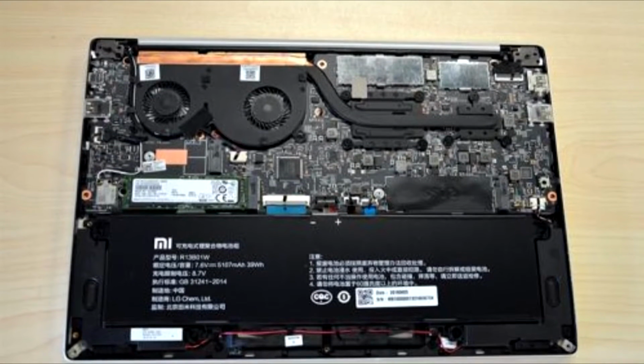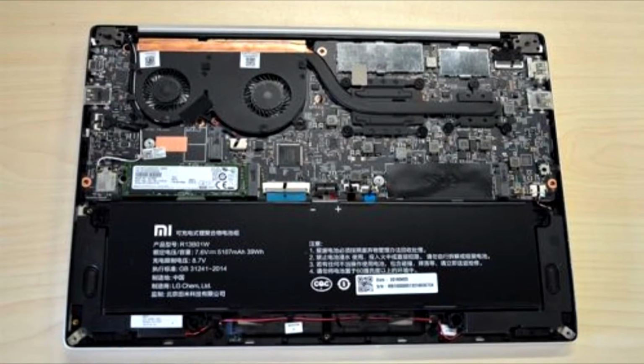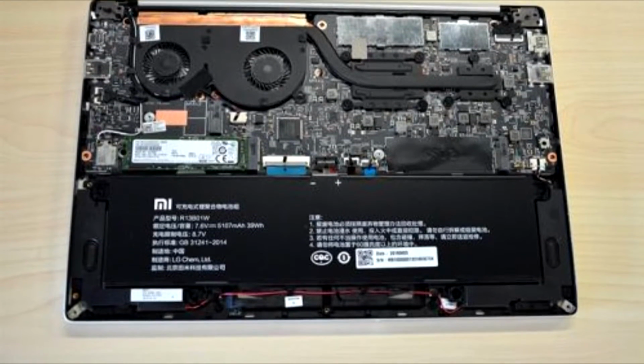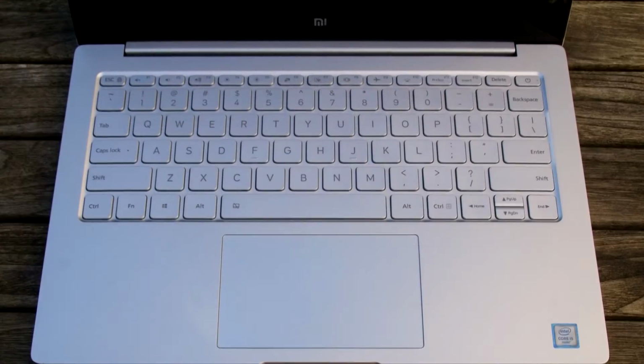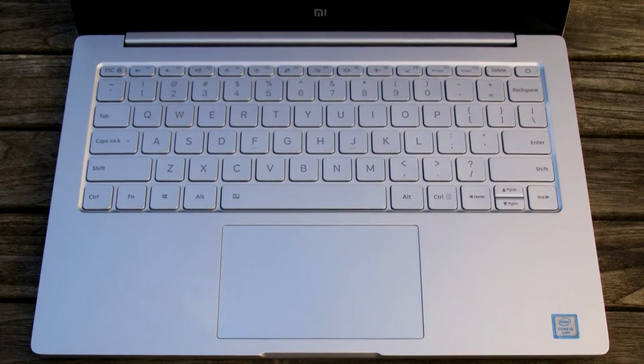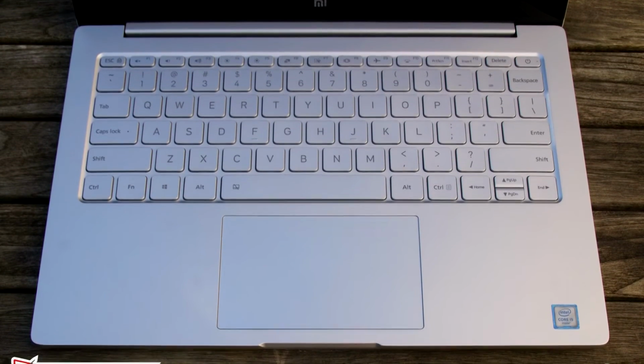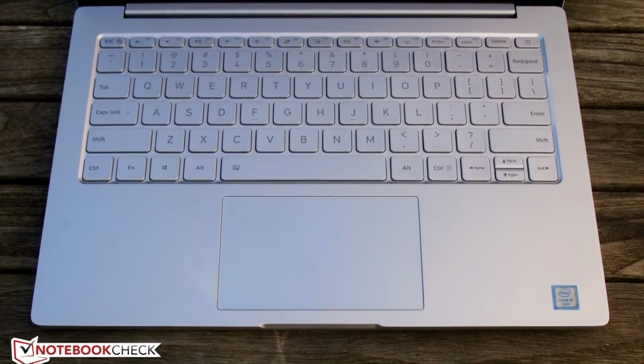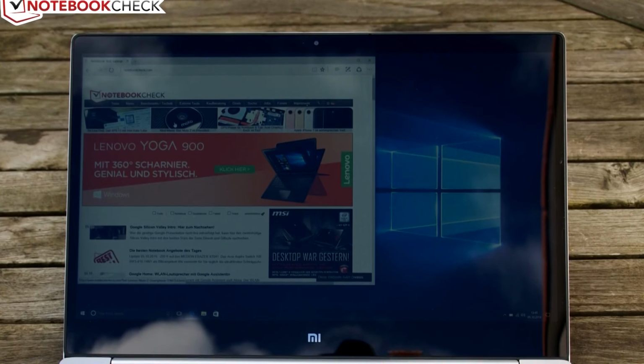Apart from that, prospective buyers should probably have a look at the upcoming Kaby Lake Ultrabooks, like HP's Spectre X360 and Lenovo's Yoga 910. Those are actually convertibles though, which might not appeal to everyone. Also, they are bigger and heavier than the XPS and the Mi Notebook Air.